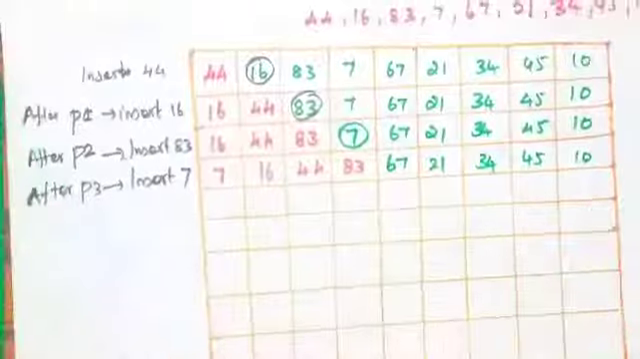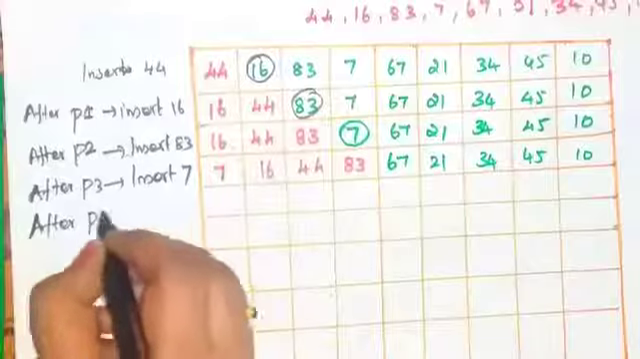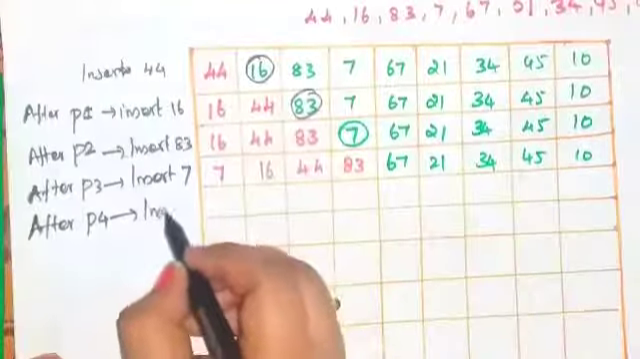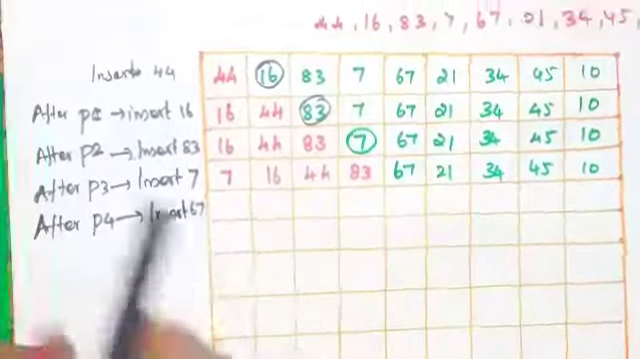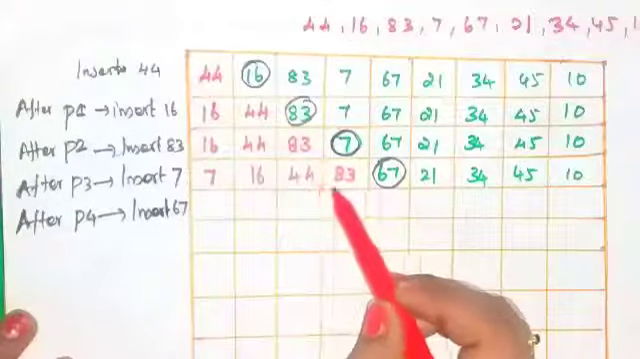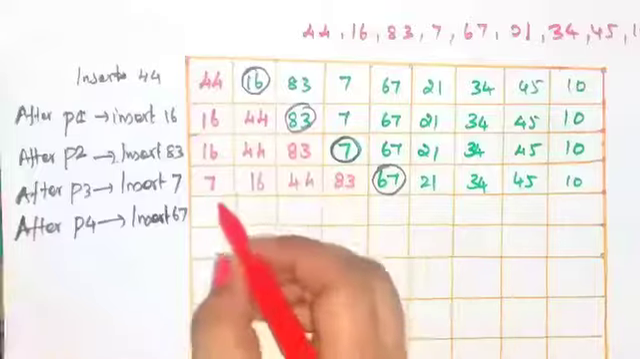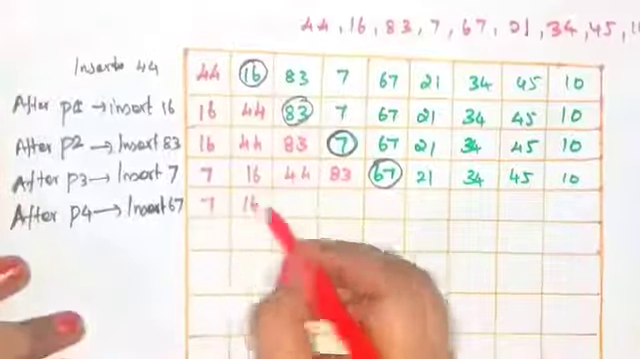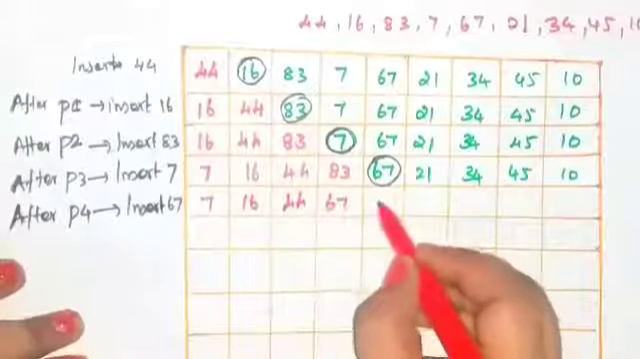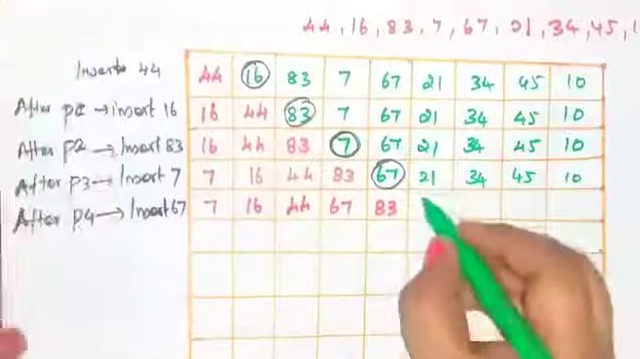So this is pass 4. After pass 4, insert the next element, 67. So this is the 67. The 67 is greater than 44 and smaller than 83, so this will come here. So we have to write 7, 16, 44, and next this 67 and 83. Next, write the remaining elements.